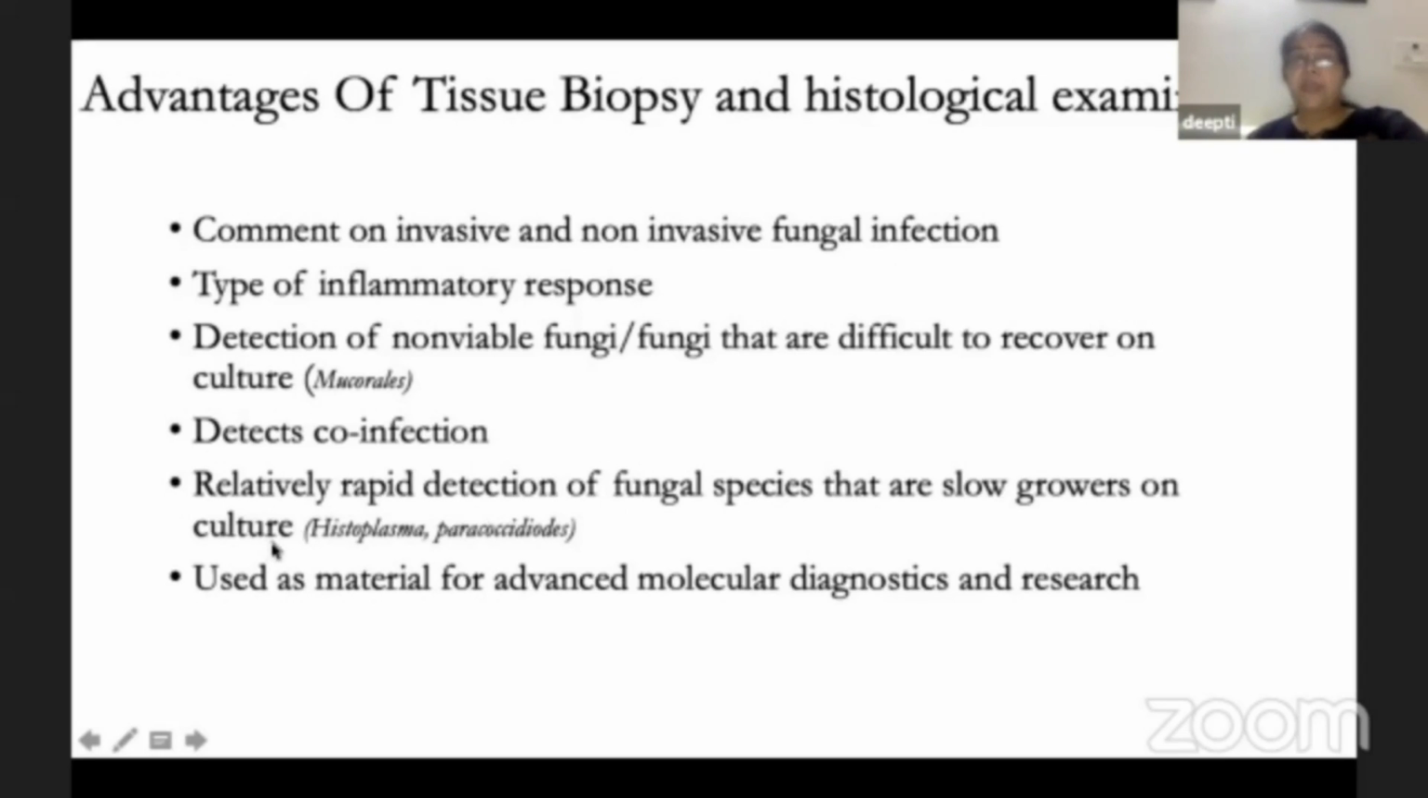Invasive fungi, very prominent example of a fungi, these are the hyphae of mucor, which doesn't grow that well on culture, and you are seeing invasion of the blood vessel wall. Tissue biopsy can give you a rapid diagnosis and comment upon invasion in such a case. Then there are certain scenarios like that of Rhinosporidium infection, or in the case of allergic mucin, where FFPE material can be used as a material for advanced molecular diagnostics and research.